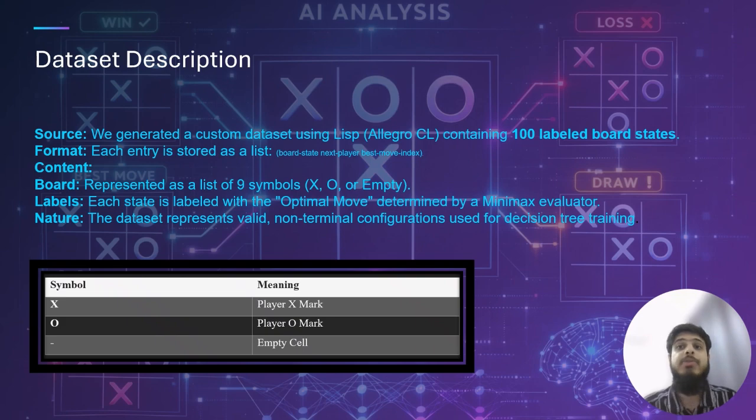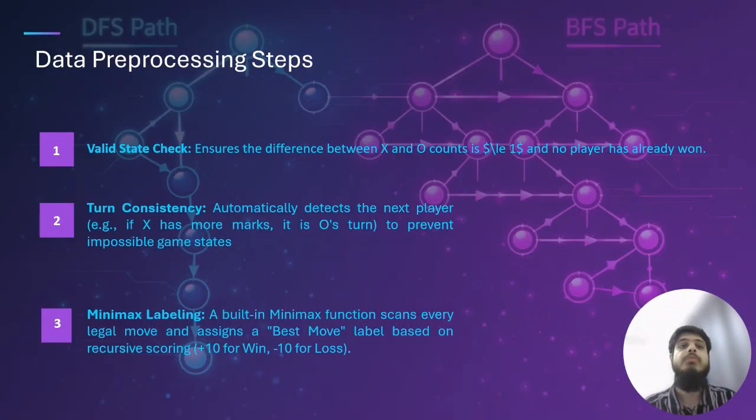Crucially, we only kept valid non-terminal configurations, that is, game states that would actually occur and that aren't already a win or draw, to train decision tree models reliably. The processing had three core steps. One, a valid state check. We ensured the difference between X and O counts is at most one, and no player had already won.